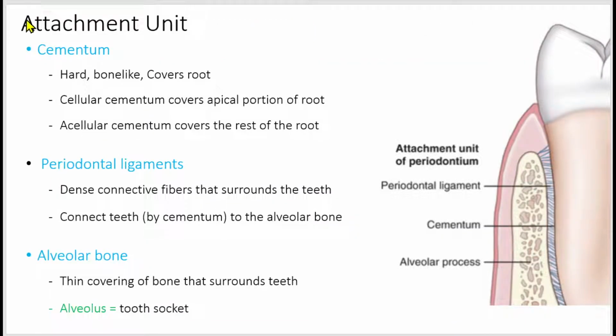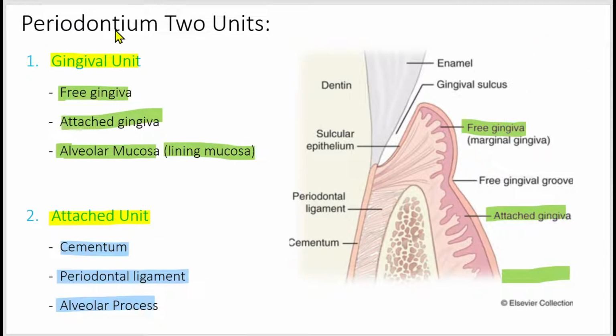Moving on, now the other part of the periodontium. Just so that we can remember what we talked about earlier, we said the periodontium has two units: the gingival unit, which we talked about, the free gingiva, the attached gingiva, and the alveolar mucosa. And then you have the attached unit, which has the cementum, the periodontal ligaments, and the alveolar process. So we're going to talk about the attached unit now.